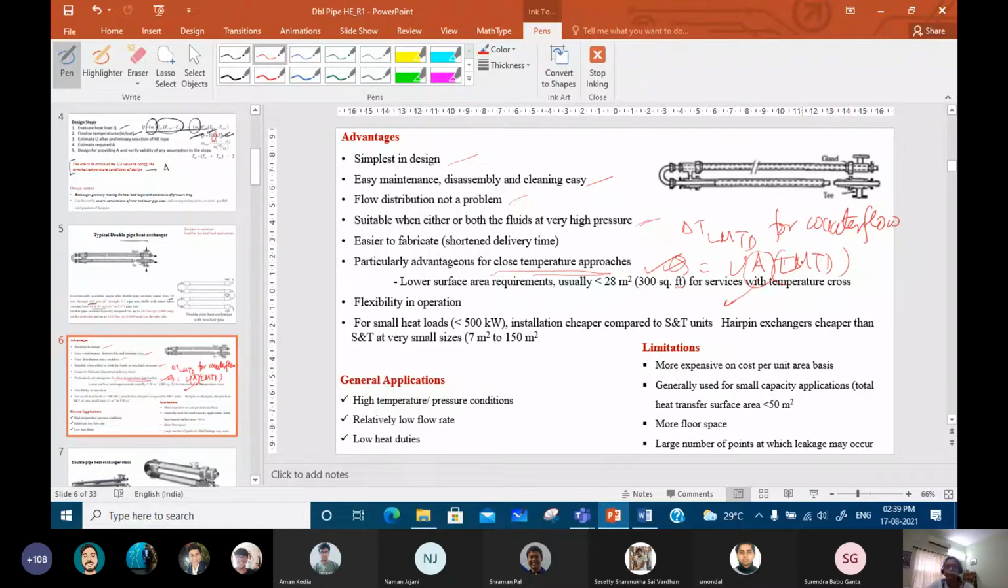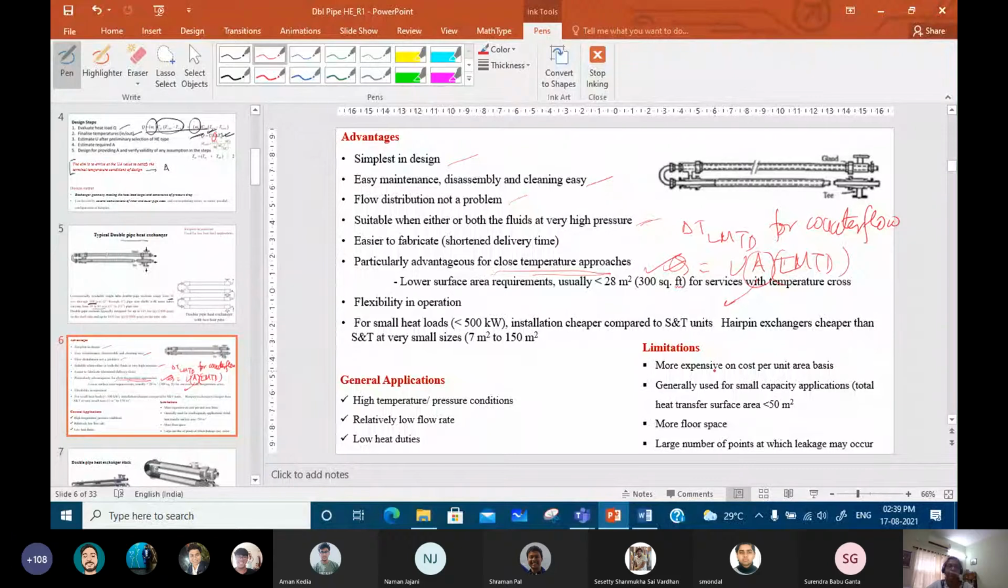So for small heat loads, since we get a smaller area for true countercurrent flow in double pipe exchangers, it is cheaper as far as smaller heat loads are considered, keeping all other factors constant. But for the same unit area, you need to remember that a double pipe exchanger is going to be much more expensive. But if your LMTD, or rather the terminal temperatures, U, Q, are all constant, then since we get a lower area, double pipe exchangers can be cheaper in this particular case.